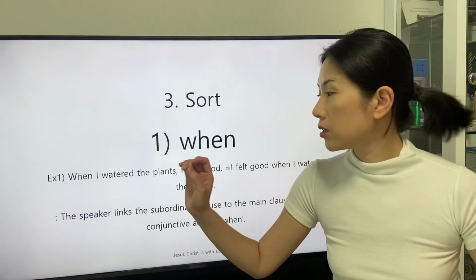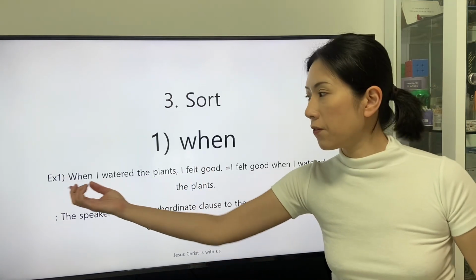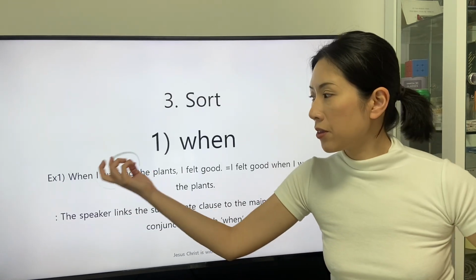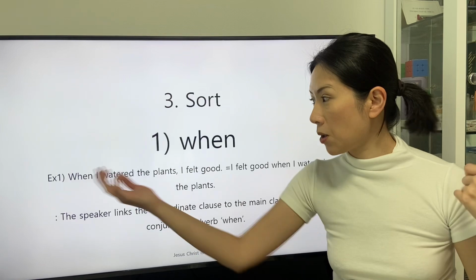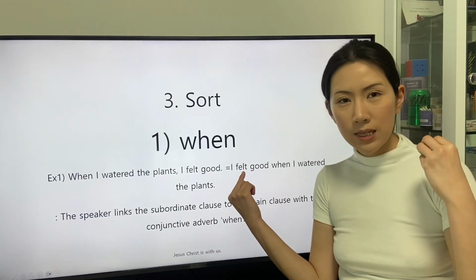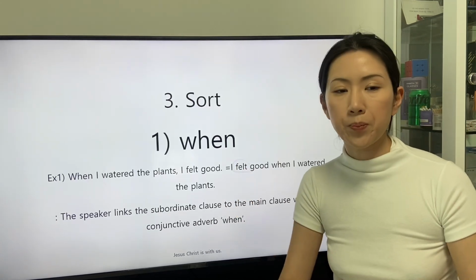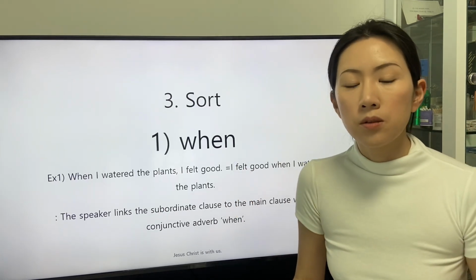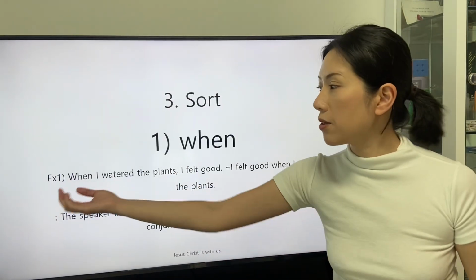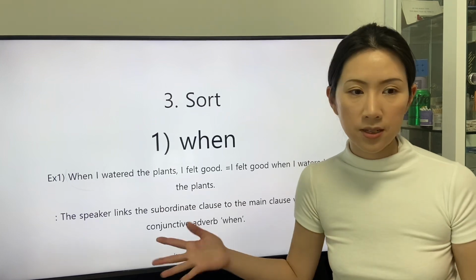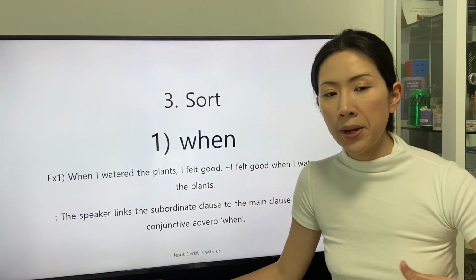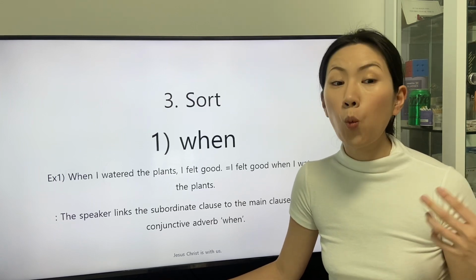We can see that the speaker intends to convey the action described by the transitive verb watered in the subordinate clause ahead of the condition described in the main clause. We can also see the punctuation mark, a comma, to reveal that the statement of the subordinate clause is complete. The speaker links the subordinate clause to the main clause with the conjunctive adverb when.